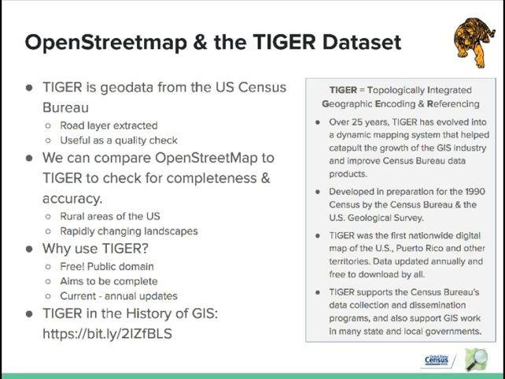For OpenStreetMap, Tiger can be an important source of validation in rural areas and in rapidly changing landscapes across the U.S. Why use Tiger? It is freely licensed, it aims to be consistent and complete for the U.S. and territories, and it is updated annually. Now let's show you how to overlay the two layers.